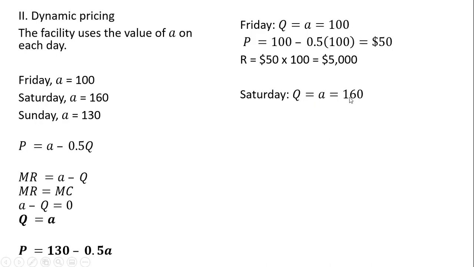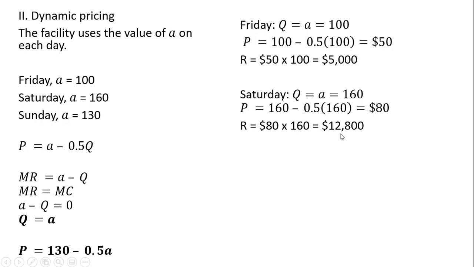Saturday, A equals 160. So plugging that A value into the inverse demand and then evaluating to get the price, we get a price of $80. So higher demand, slightly higher price. And the revenue earned on that day is $12,800.